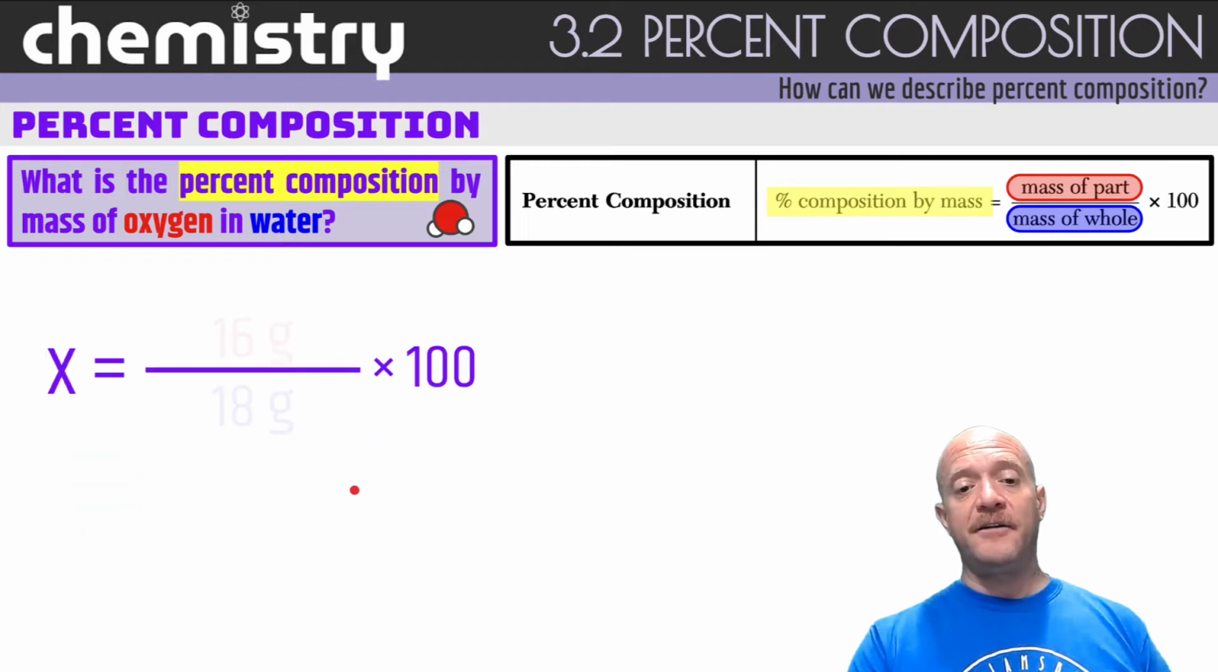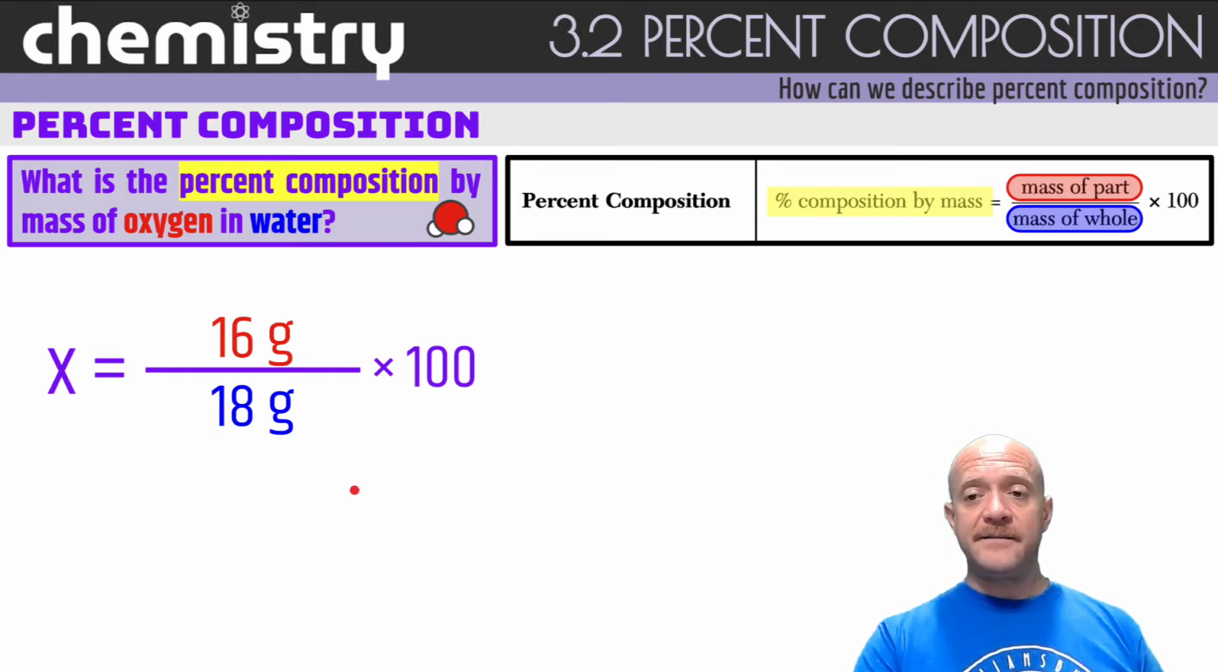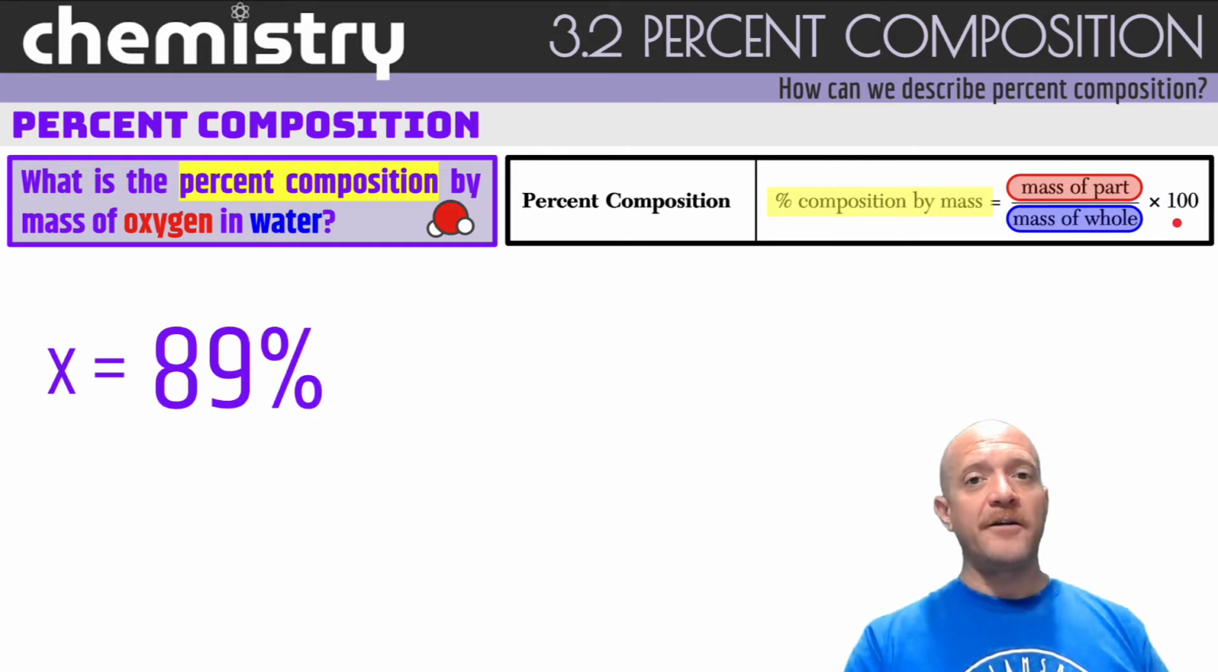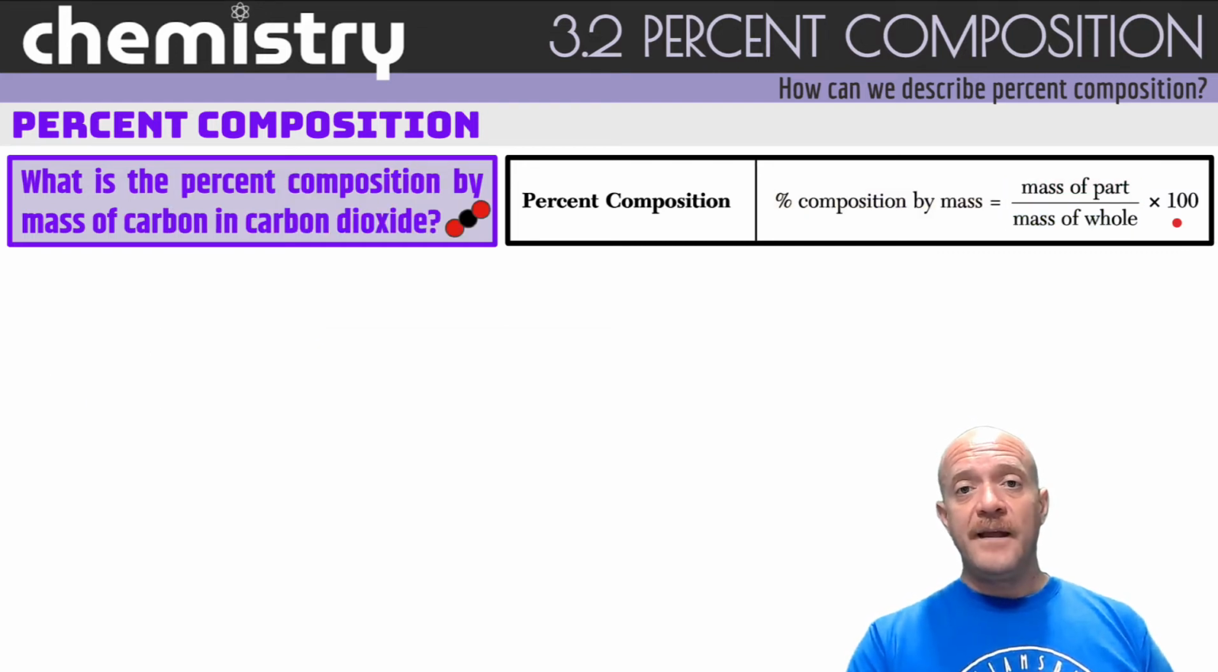We have 16 grams of oxygen over 18 grams of water, and that gives us, when we calculate, again, we always want to multiply by 100 to get our percent, and that is in the formula. We will get 89%. Most of the mass of water comes from oxygen. Now let's calculate the percent composition by mass of carbon in carbon dioxide.